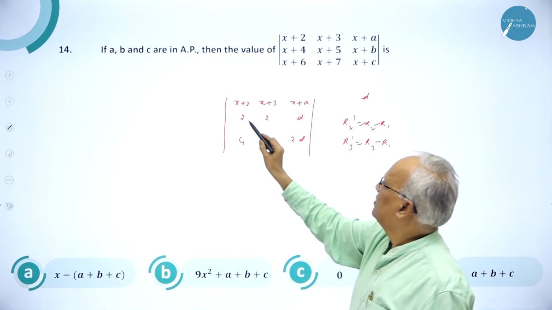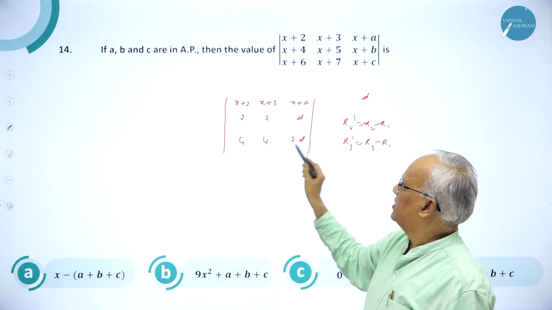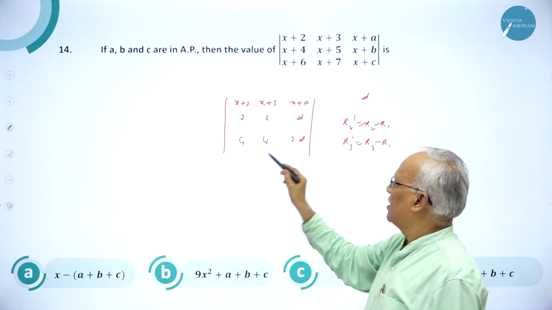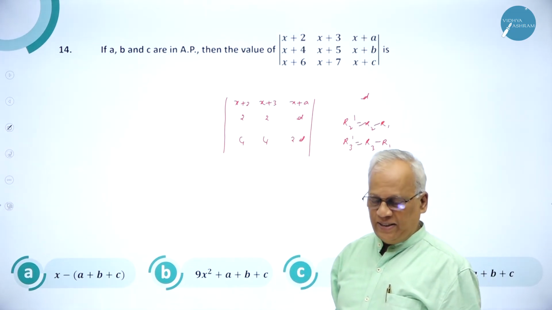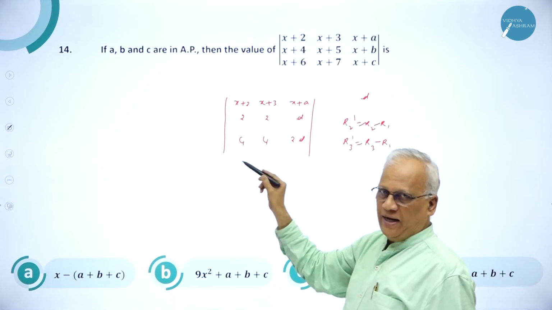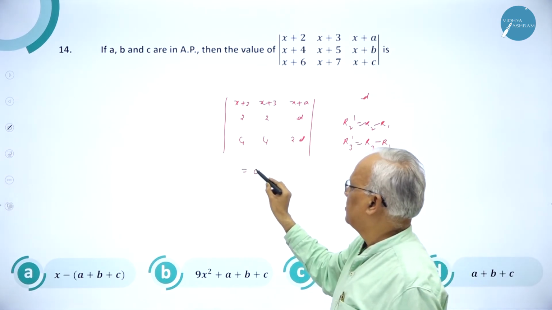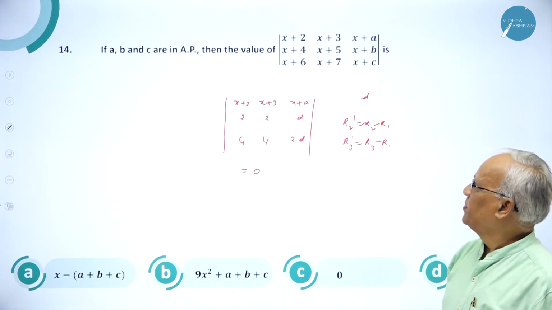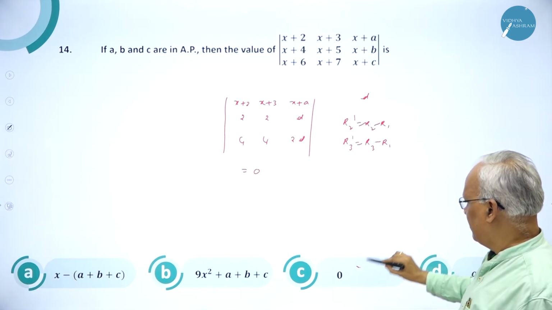You can observe this is half of it, or this is 2 times that. So when two rows are proportional, if you take 2 outside, they are identical, then that determinant is equal to 0, you know. Therefore, the value of the determinant is 0.